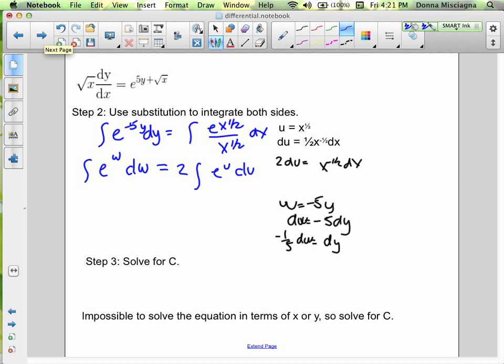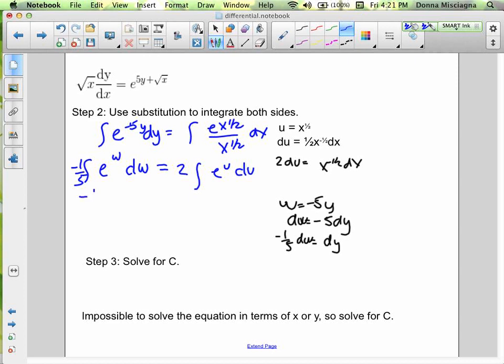So we're going to have to divide both sides by negative 1/5, because there must have been a negative 1/5 to cancel out the negative 5. That's how we know there's a negative 1/5. So the 2 on the right-hand side canceled out the 1/2 that should be there. And the negative 1/5 on the left side canceled out the negative 5 that should be there on the chain. All right, now I can just integrate, no problem.